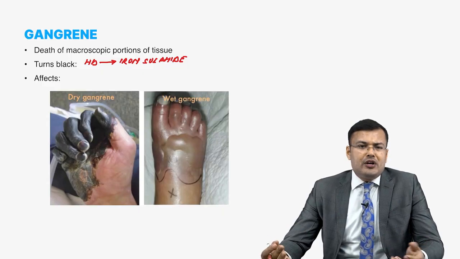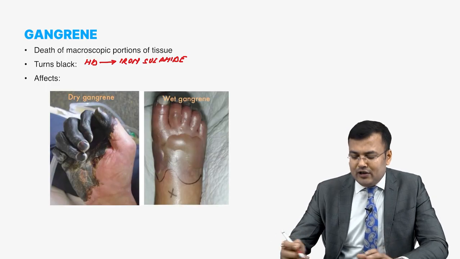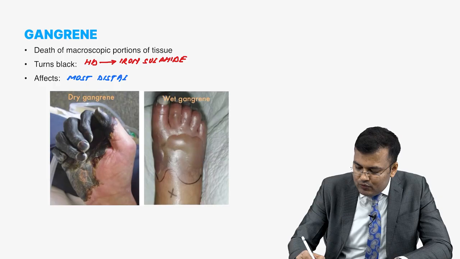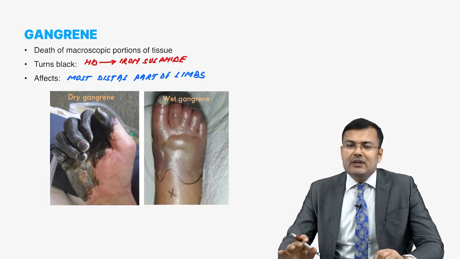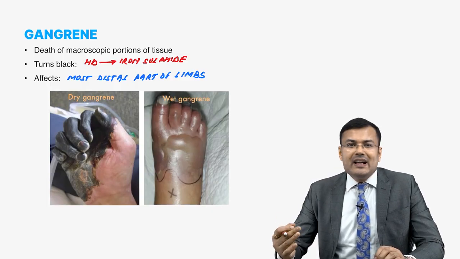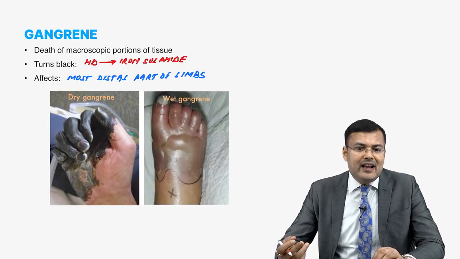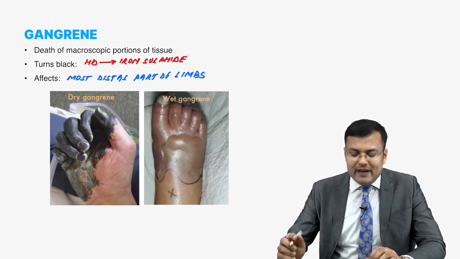Why? Because in the majority of cases it is because of arterial occlusion. So when it occurs because of arterial occlusion, it affects the most distal part of limbs. There are two types of gangrene, one is dry and one is wet. When the tissue is dry and desiccated, it is dry gangrene. And when the tissue is moist, soft and swollen, it is wet gangrene.